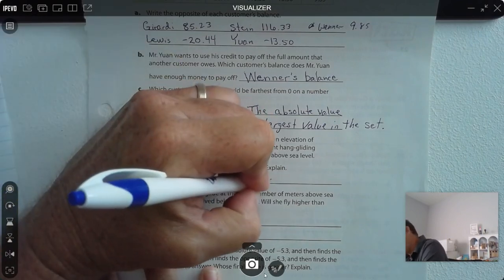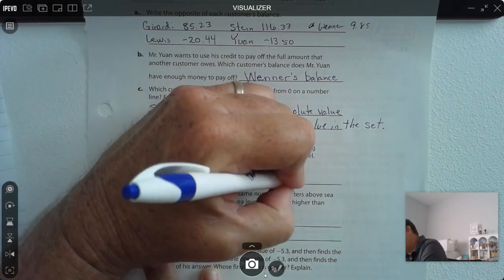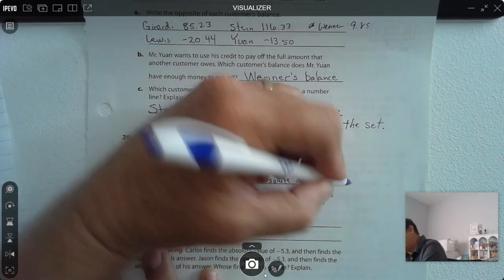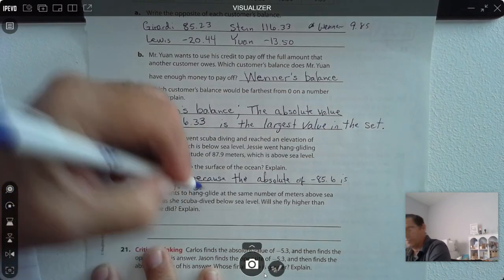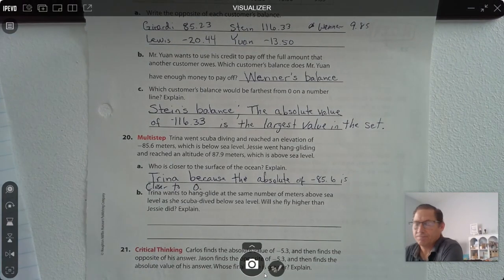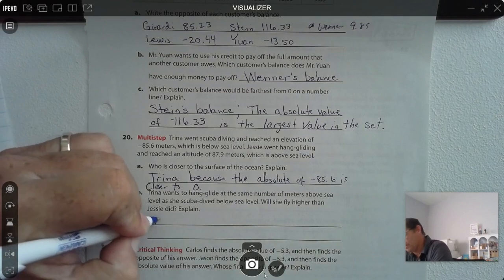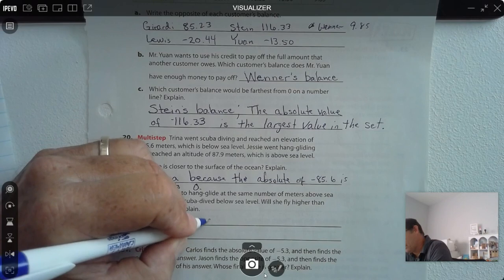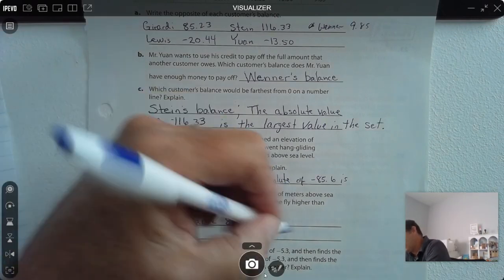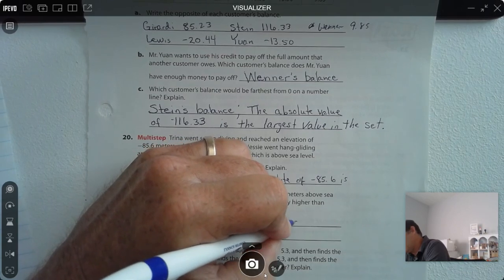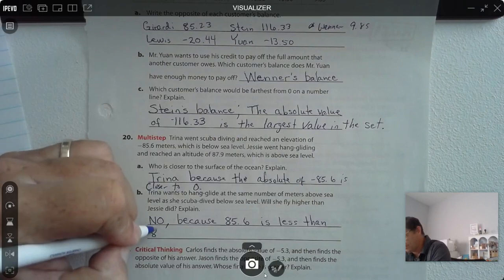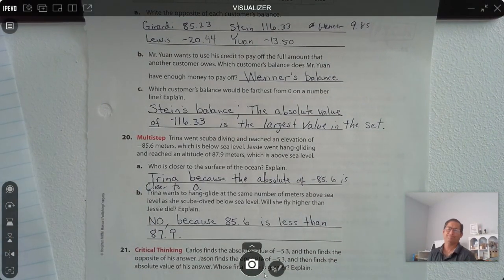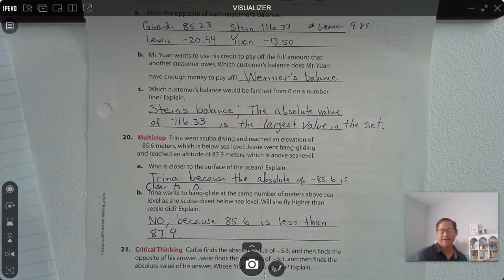Because the absolute value is closer to zero. Trina wants to hang glide at the same number of meters above sea level as she scuba dived below sea level. Will she fly higher than Jesse did? No. Simply a comparison, 85.6 is less than 87.9.